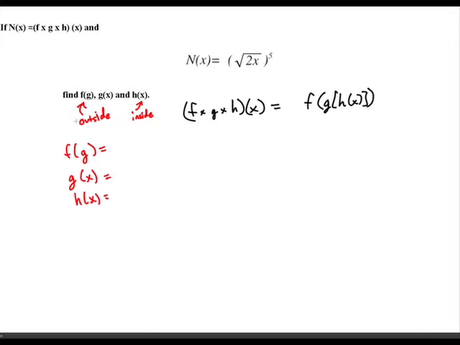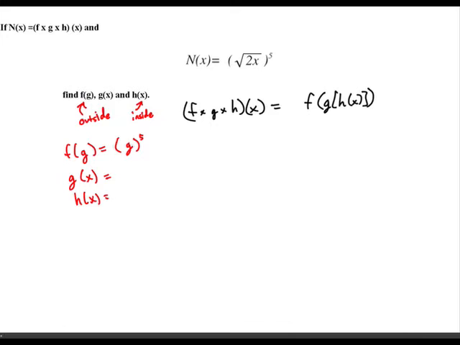So f of g is my outermost. So I'm going to look at what's happening at the outer part. And I see that there's parentheses here to the fifth power. So I'm going to start with that. And I'm going to say, okay, I got to use the same variable. So whatever I get from g after I do this composition, to the fifth power, that should be my answer for f of g.